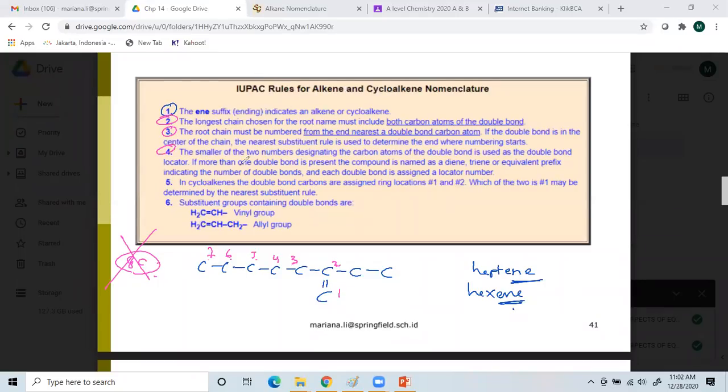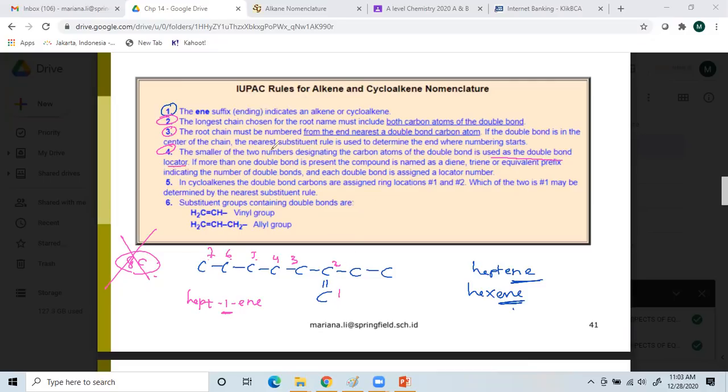Okay, number 4. The smaller of the two numbers designating the carbon atoms of the double bond is used as the double bond locator. Okay, let's see what that means. For this, the longest chain is heptene. So I should give hept-1-ene, 1 here. That means the smaller of the two numbers designating the carbon atoms of the double bond is used as the double bond locator. So this double bond is located between carbon number 1 and carbon number 2, right?